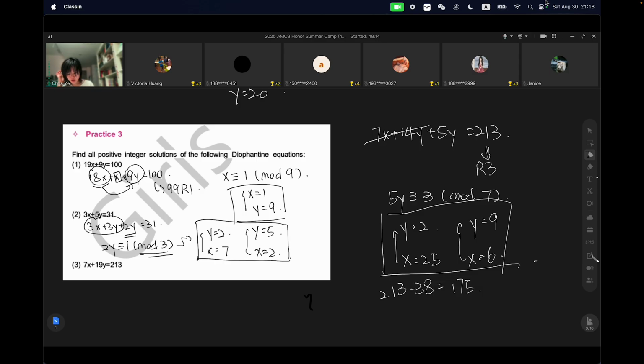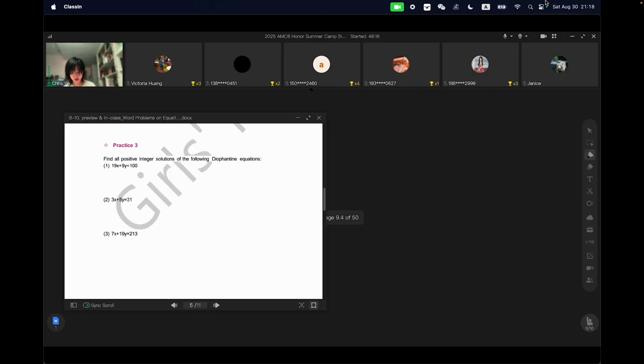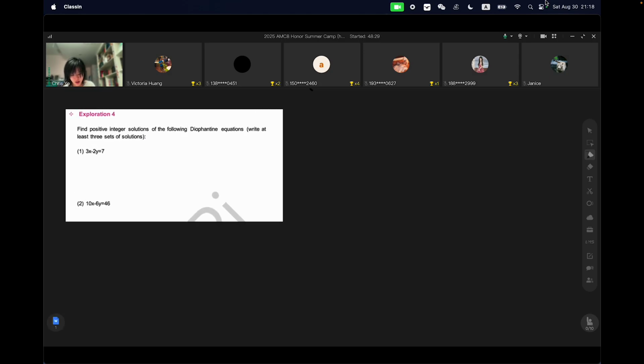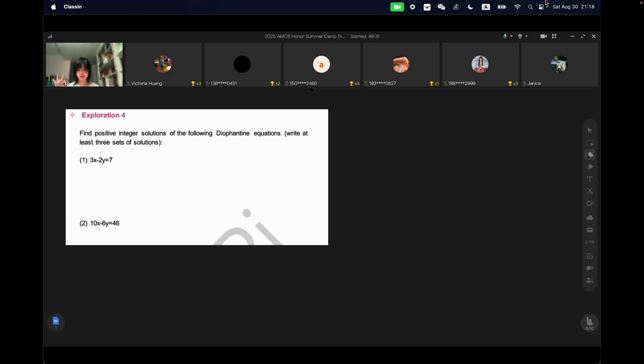So, our next exploration would be quite similar, just a little bit more complicated. The problem asks us to find positive integer solutions to the following equation, and we have to write at least 3 sets of solutions. So it's pretty much the same except for our subtraction.